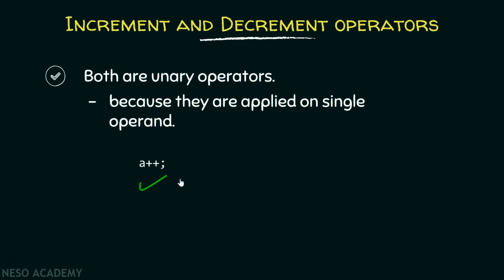This statement is totally right. On the other hand, if we write a plus plus a, then this is a wrong statement. Why? Because you are applying 2 operands for this particular operator, which is a unary operator. Therefore this is wrong. You cannot do that. Plus plus is a unary operator. Similarly, minus minus is also a unary operator. It has to be applied to only 1 operand and not 2 operands.